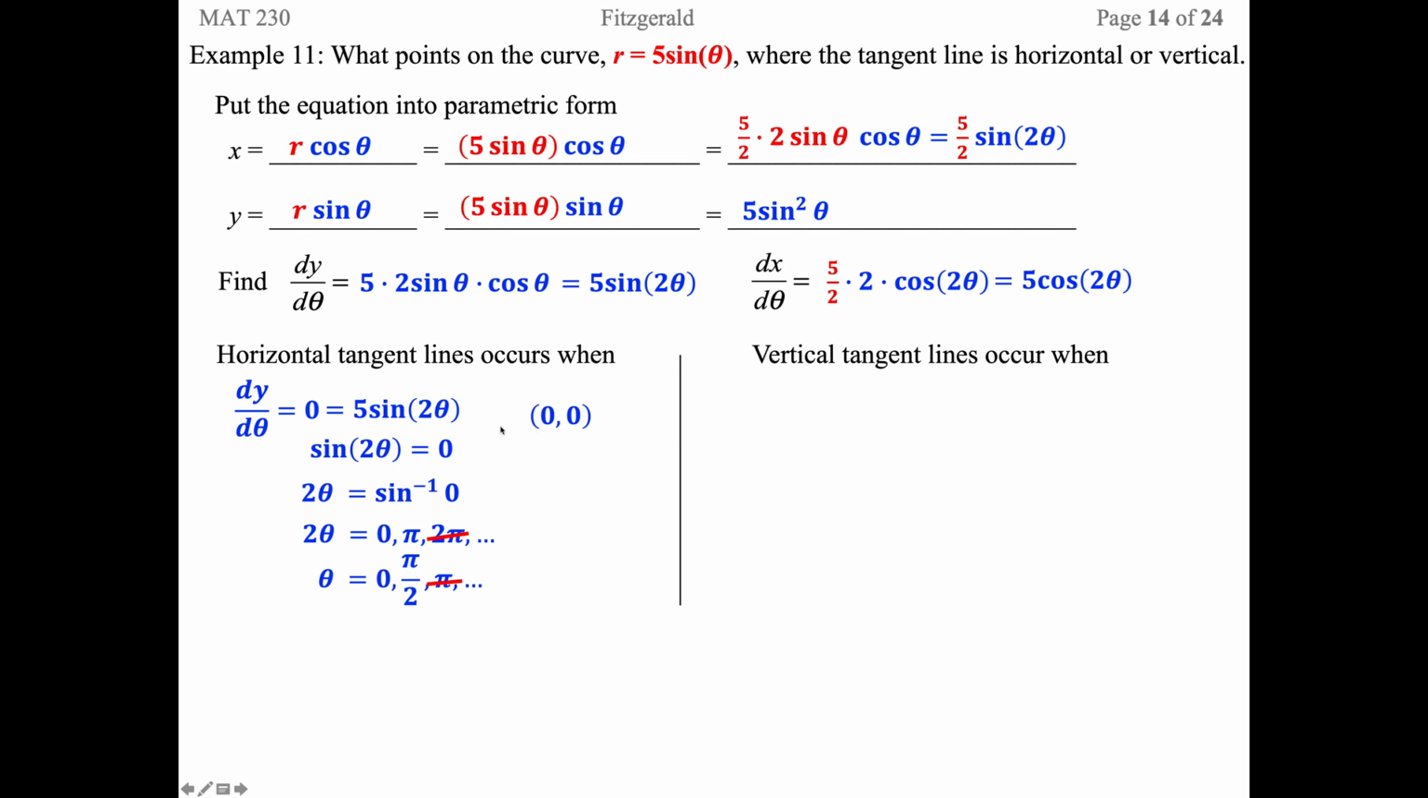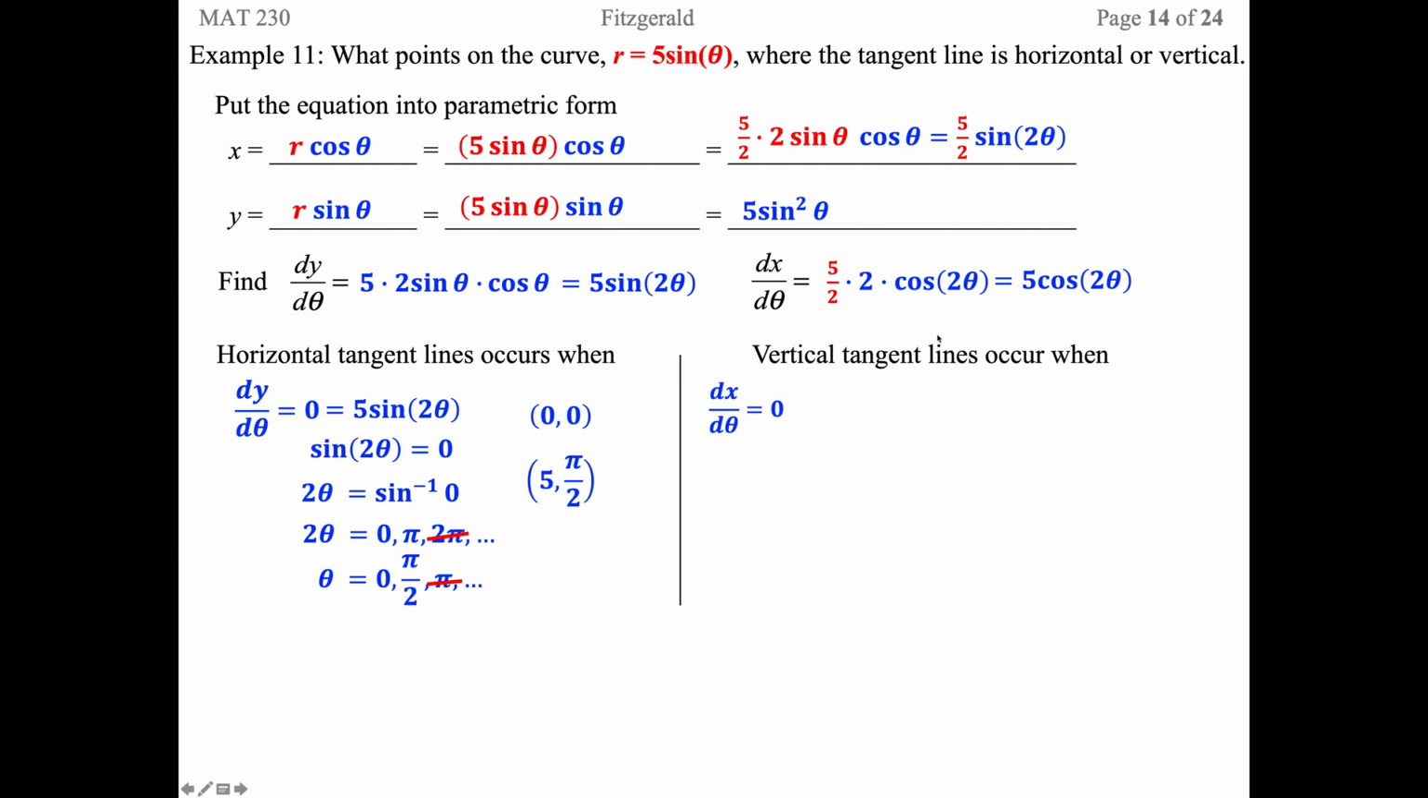So my theta is 0, and if I put 0 in for sine of theta, that's 0, so 0 times 5 is 0. So 0, 0 is my one point. Now for pi over 2 for theta, sine of pi over 2 is 1 times 5, that's 5 comma pi over 2. So that's where my two points are coming from, in the form r, theta.